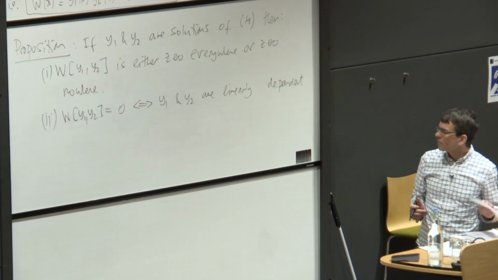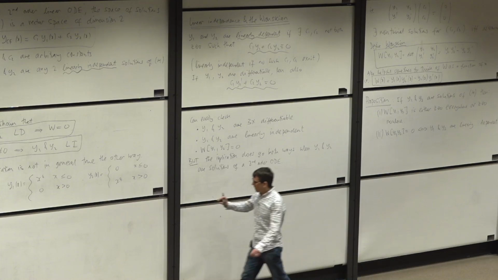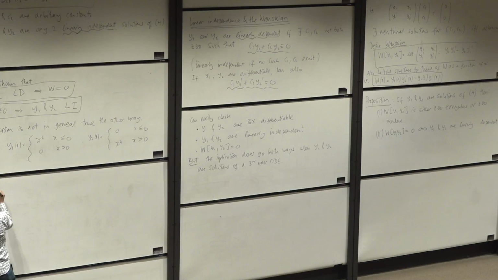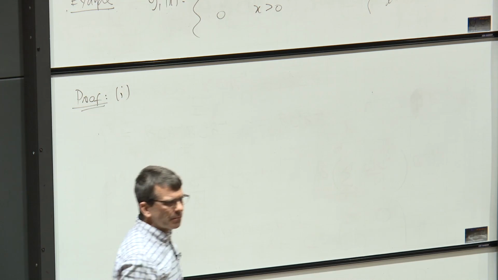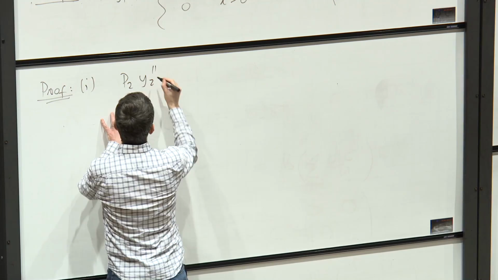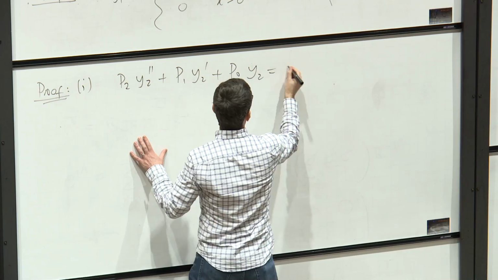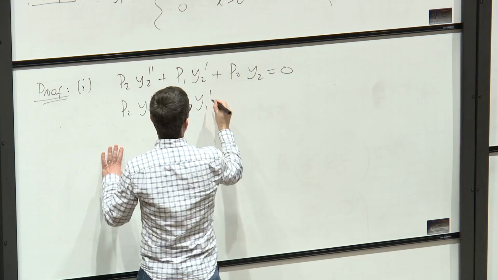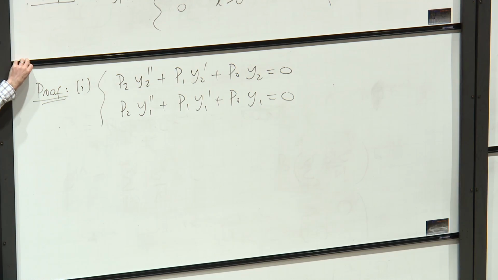Let me just prove these one at a time, then I'll probably wrap up after that. For the first bit, we know that y1 and y2 are both solutions of our homogeneous ODE. So let me just write that out explicitly. We know that y1 and y2 both satisfy the same ODE.